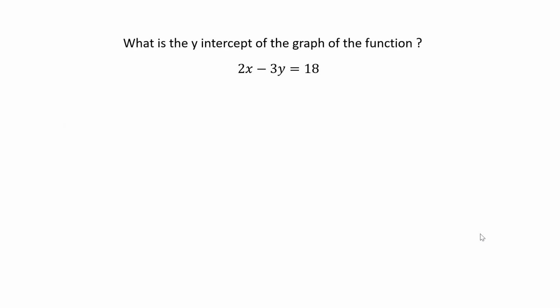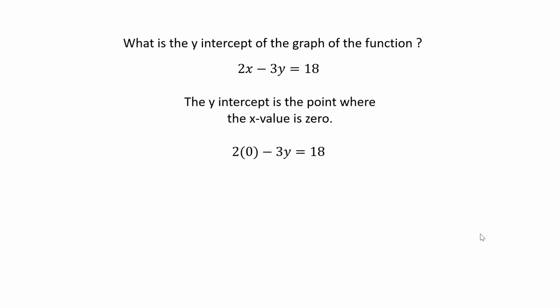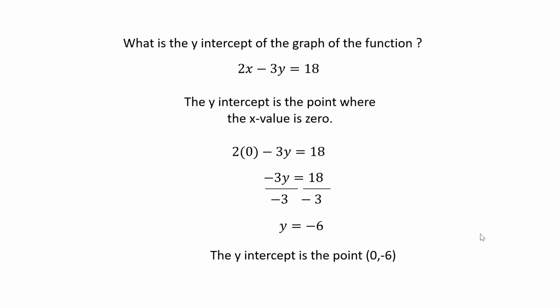Okay, so here's another equation. What is the y-intercept of the graph of this function? Remembering what I know, the y-intercept is the point where the x is 0. So make the x value 0. Substitute in a 0 for the x. 2 times 0 is 0. Then I have to get the y all by itself and isolate the y. So I'll divide by -3, and y equals -6. So the y-intercept is the point (0, -6).